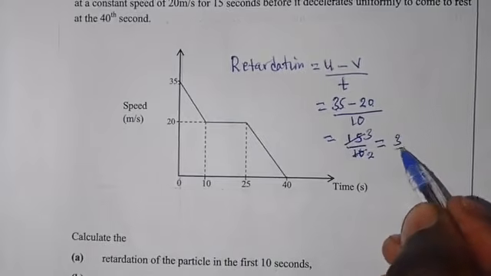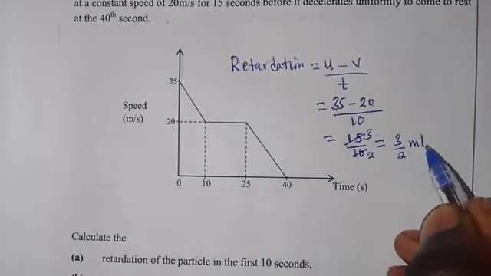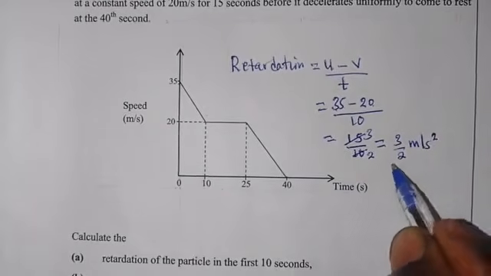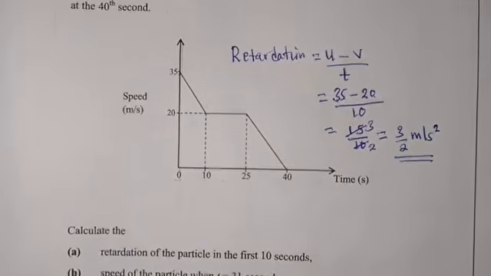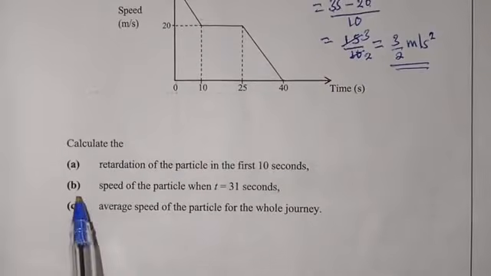So we have 3 over 2 meters per second squared. So this is the answer. That is the retardation in the first 10 seconds. So we now move on. We come to question B right here.